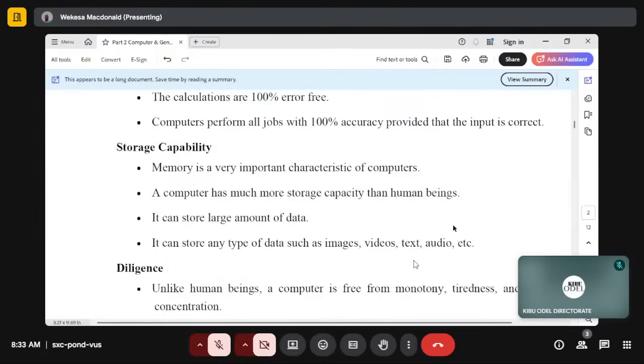It can store any type of data, like an image, a video. Can you store an image in your brain? Can you store a video in your brain? No. Can you store text or audio? No. But a computer can do that.